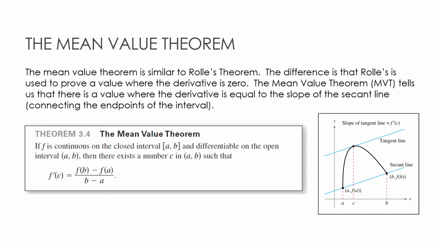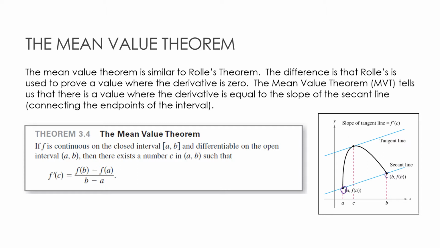So let's switch gears just a little bit. In our last video, we looked at Rolle's theorem. The other half of this section covers the mean value theorem, which is similar to Rolle's. So Rolle's is used to prove a value where the derivative is equal to 0, whereas the mean value theorem tells us there's some place where the derivative is equal to the slope of the secant line connecting the endpoints of the interval. So it's easier to sort of visualize when you look at the graph.